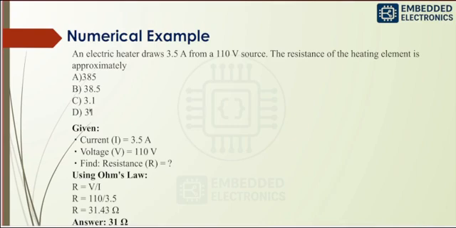These are the numericals which are most frequently asked in interviews. An electric heater draws 3.5 amps from a 110 volt source. Here amps means current, ampere, right? Volt means voltage. Now we need to find the resistance. We know I, we know V, and we know the formula from Ohm's law, V equals IR. Rearrange it: R equals V by I. Substitute the values, then you will get the answer.